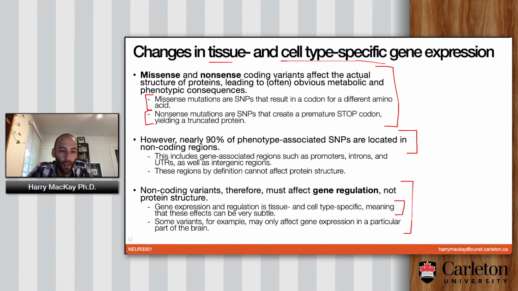Some variants, for example, can only affect gene expression in a particular part of the brain, not even just the brain as a whole, but some genes may only change something in the dentate gyrus, and you'll never know about it unless you actually look at the dentate gyrus. So the level of complexity becomes exponentially greater because you have to look in every tissue and potentially in every cell type to even know.